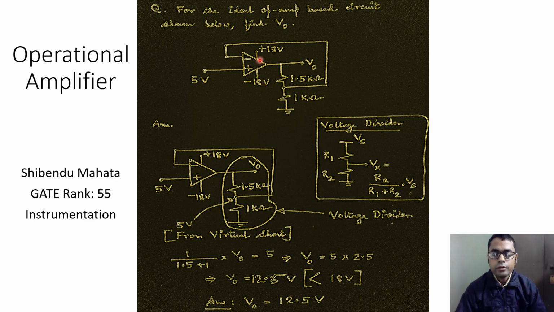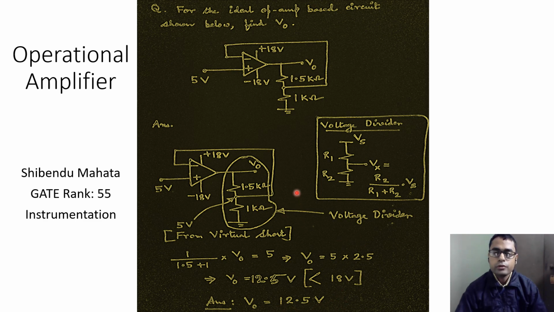Now note that the saturation voltages are plus and minus 18 volt, and so 12.5 volt is definitely much smaller as compared to 18 volt, and therefore the op amp is still in its amplifying mode. It has not reached its saturation point, and so the answer to this problem is V0 is equal to 12.5 volts.